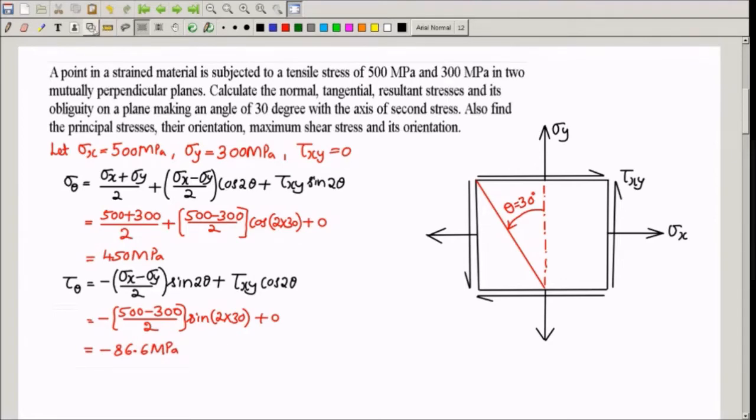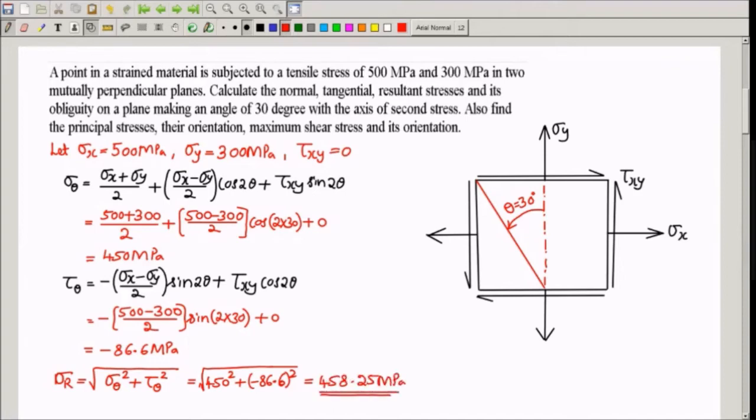Now we have to find the resultant. Resultant sigma r is the vector summation of these two, so square root of sigma theta square plus tau theta square. So just calculate the resultant. You will get it as square root of 450 square plus minus 86.6 whole square. If you calculate, 458.25 MPa is what you get. This is the resultant stress.